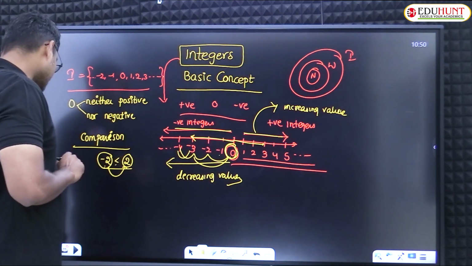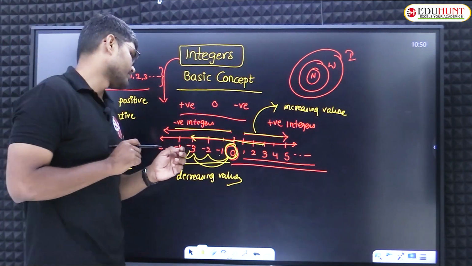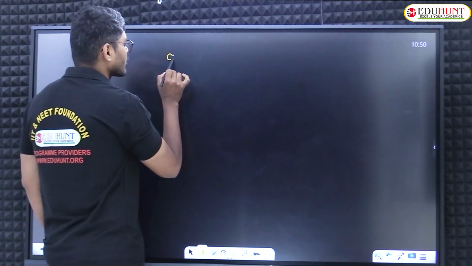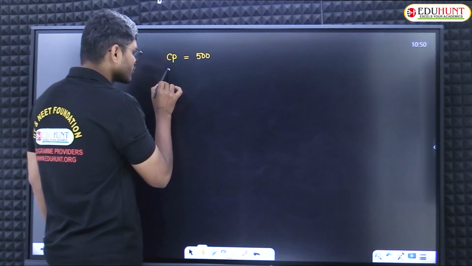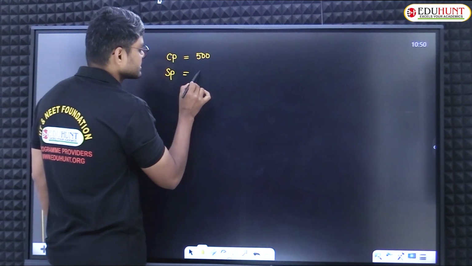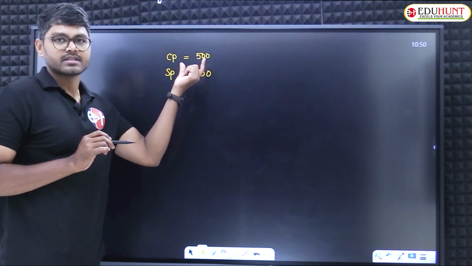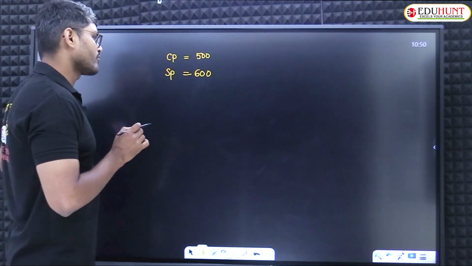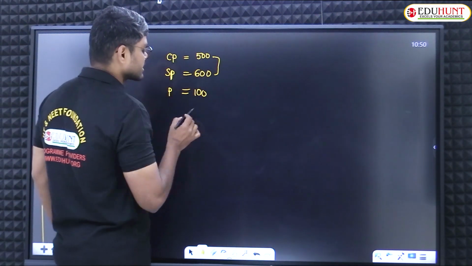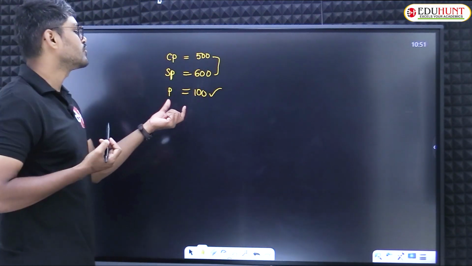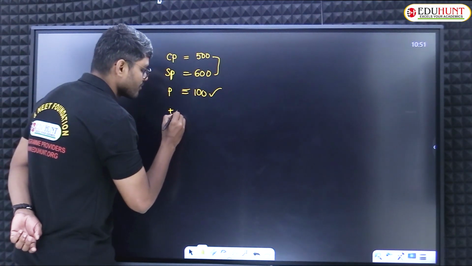Next point is, in daily life, how do we use these integers? For example, I bought an article, the cost price of that article is 500 rupees, and I sold this article at SP 600 rupees. What did I get? SP is more than CP, therefore definitely I will get profit. Profit is 100 rupees. The difference is 100, therefore profit is 100. So how do we represent this profit in integers? This is represented as +100.